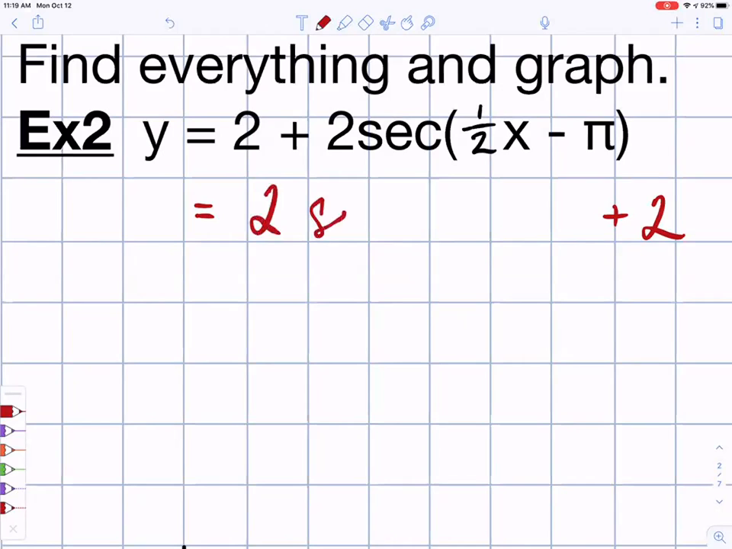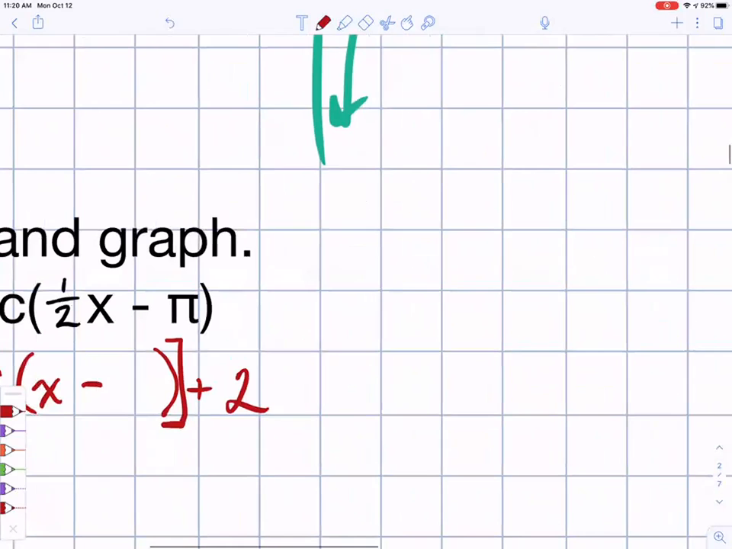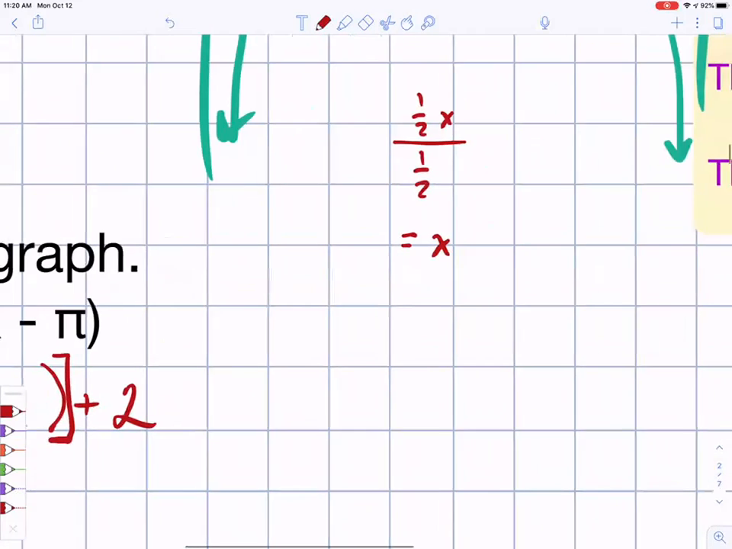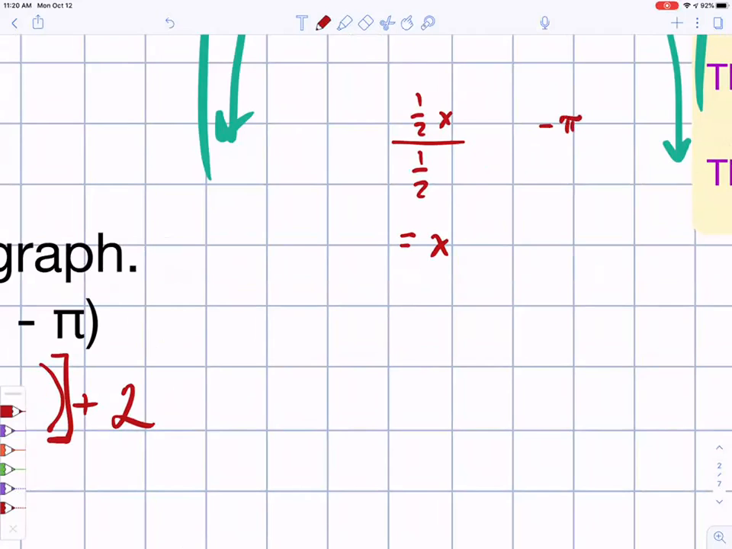So we've got 2 times the secant of 1/2 x minus. So I did the easy one, okay? But remember, factoring is just division, all right? Some of you already know this in your head. But think about it. You had a 1/2 x. We divided out a 1/2. That's why we got x. You want to do the exact same thing with the second term. The second term is a negative pi. So you want to take your negative pi. You want to divide out a 1/2.